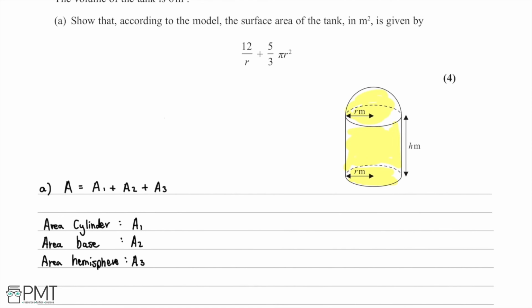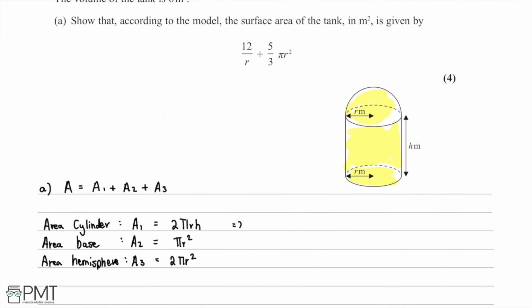So we now have a think, what is the surface area of a cylinder going to be? This is going to be 2 pi r multiplied by h. We know that the surface area of the base of the cylinder is going to be pi r squared. And then for the surface area of the hemisphere, we know that a sphere has surface area 4 pi r squared, and we have half of that sphere. So therefore, the surface area of this hemisphere is going to be 4 pi r squared divided by 2, which is equal to 2 pi r squared.